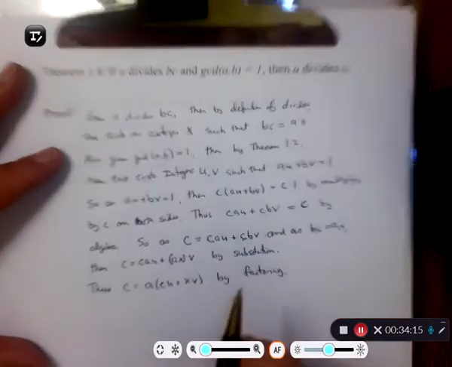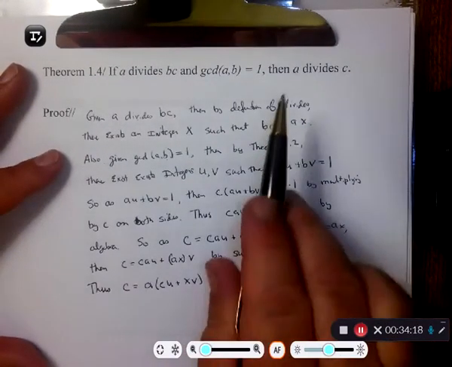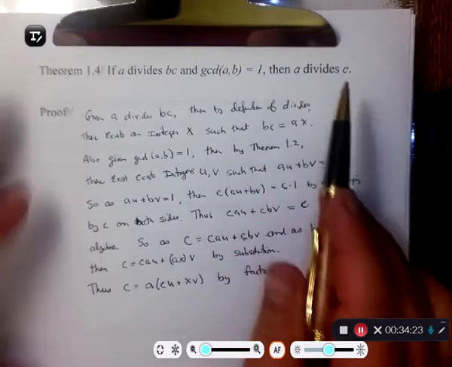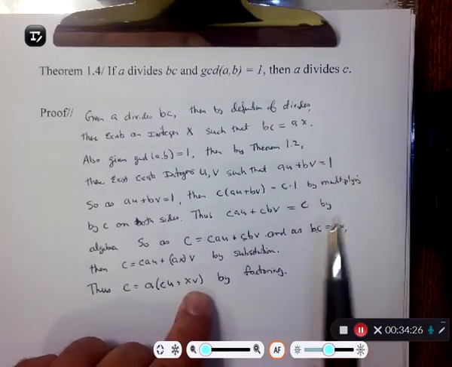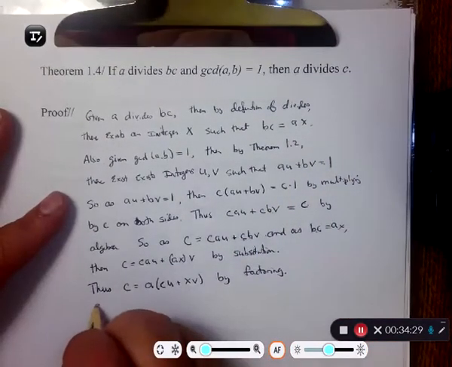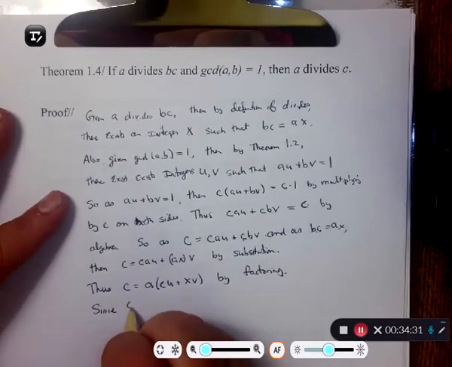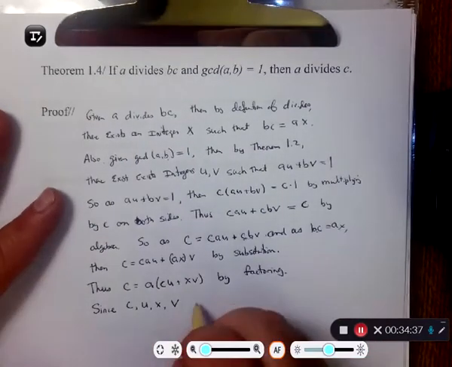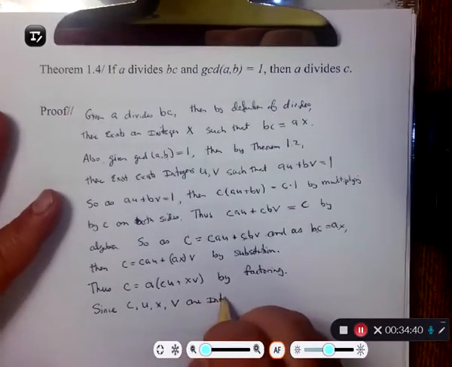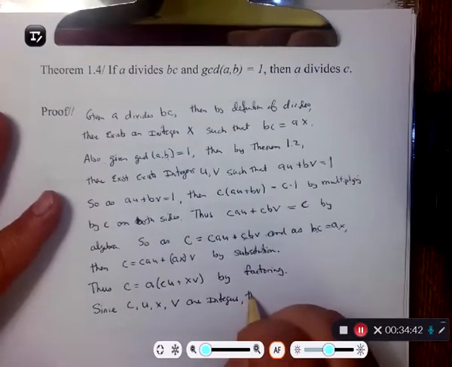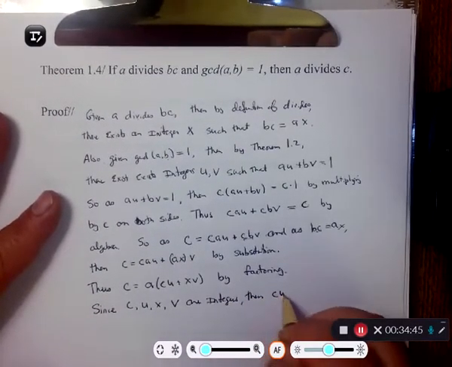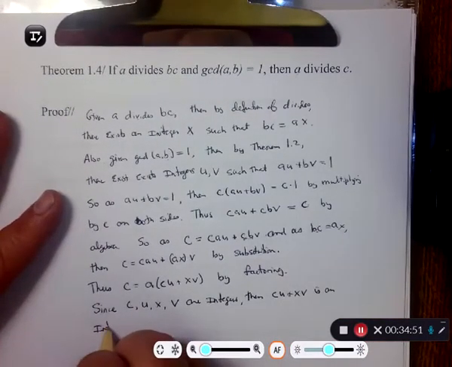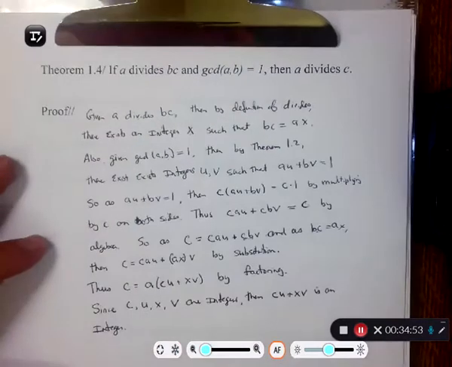Now, according to the definition of divides, if I want to show that A divides C, I've got to show C is equal to A times some integer. I believe this is my integer, but why would this guy be an integer? Well, since C, U, X, and V are integers, then C times U plus X times V is an integer. Remember, this is a writing intensive class, so get used to this. Writing a lot.